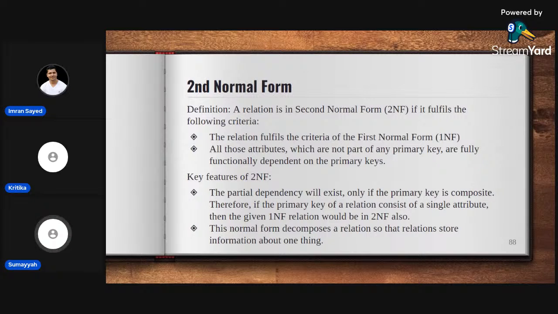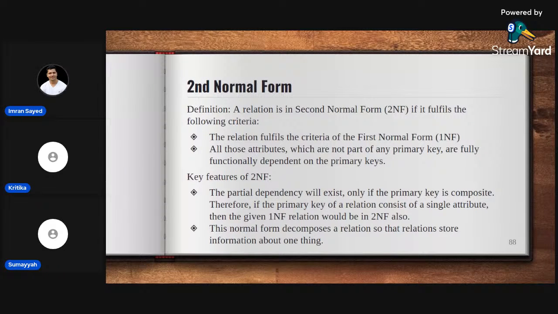So partial dependency will exist only if the primary key is composite, which means the primary key is a combination of two attributes. Composite means, for example, name. Name is a composite because it can contain first name, last name, right? Yes. So partial dependency will exist only if the primary key is composite. Therefore, if the primary key of a relation consists of a single attribute, then the given 1NF relation would be in 2NF also.